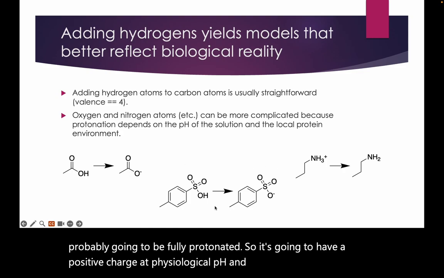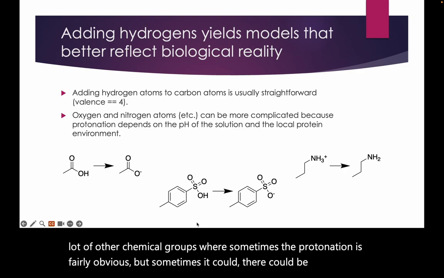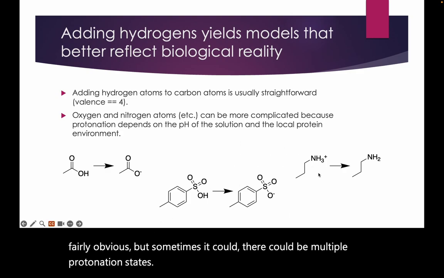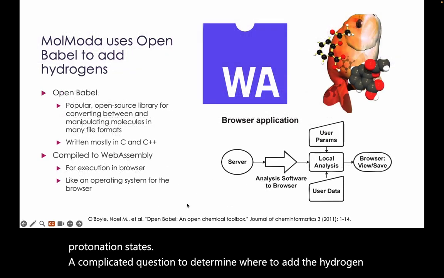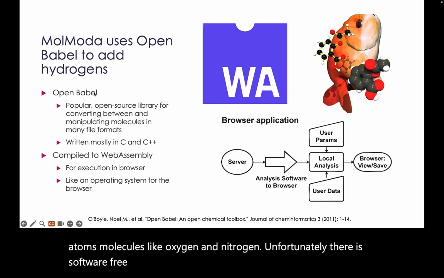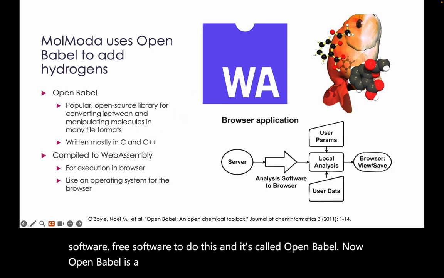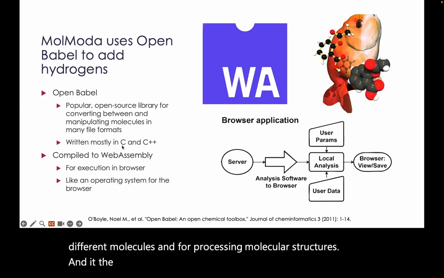And then there's a lot of other chemical groups where sometimes the protonation is fairly obvious, but sometimes there could be multiple protonation states. And so it's a complicated question to determine where to add the hydrogen atoms to molecules like oxygen and nitrogen. Now, fortunately, there is free software to do this, and it's called OpenBabel. Now, OpenBabel is a popular open source library for converting between different molecules and for processing molecular structures. The problem, though, is that it's written mostly in C and C++.